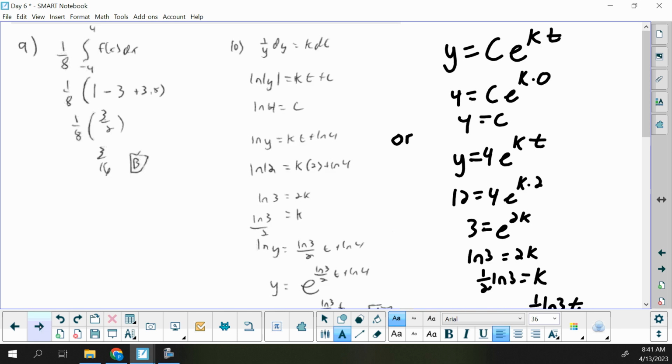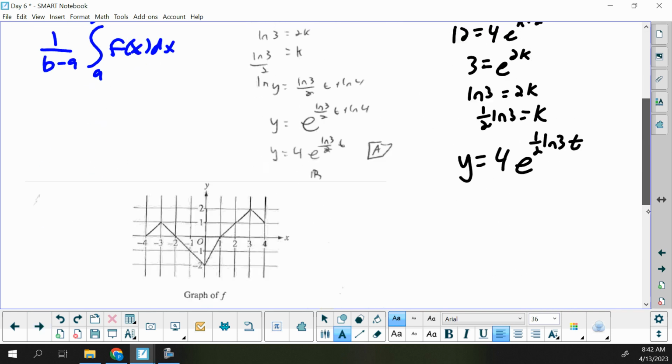Going on to 9. 9 asked for average value. Average value, you do 1 over b minus a times the integral of whatever thing you're trying to find the average value of. So we wanted to find the average value of f on the interval from -4 to 4. So 4 minus -4 in that denominator gives us the 1 over 8. Well, now this part is just saying, find your area from -4 to 4.